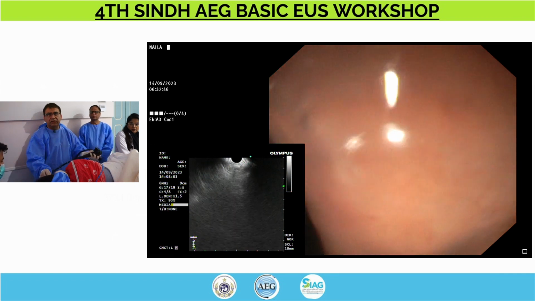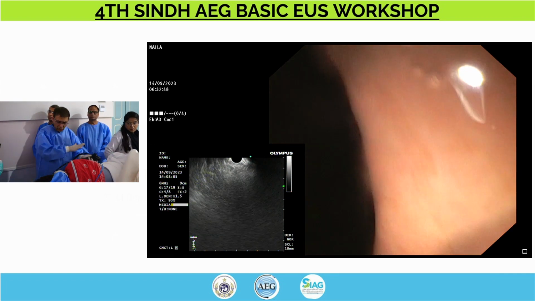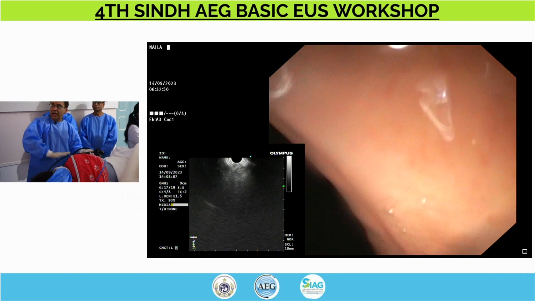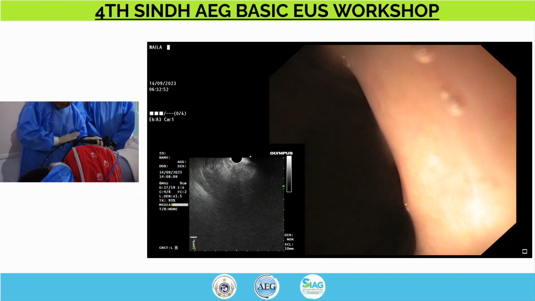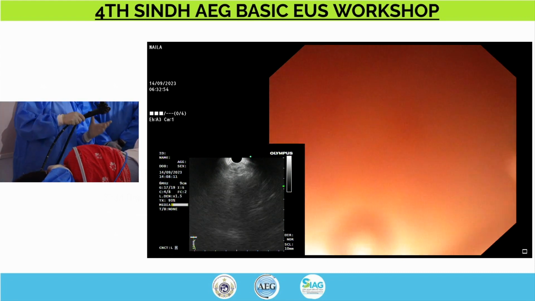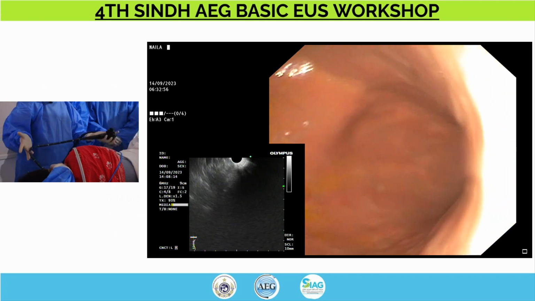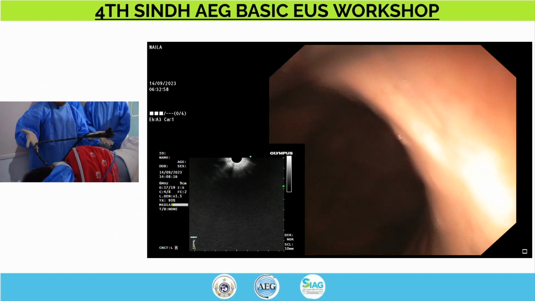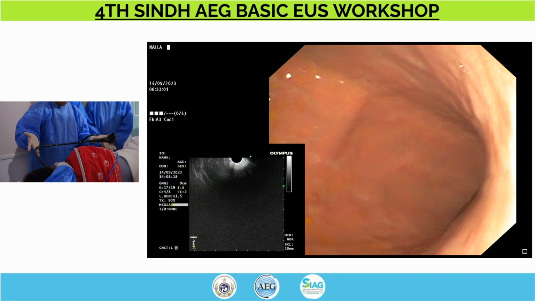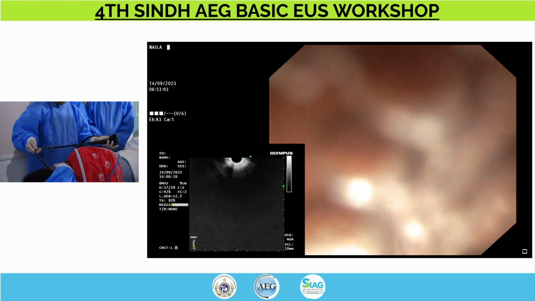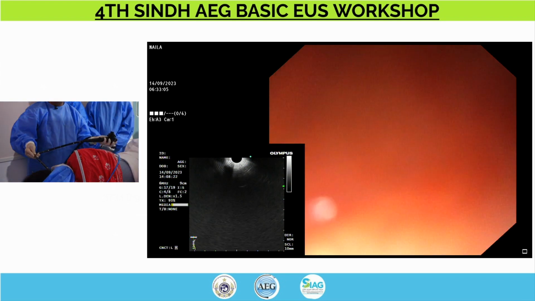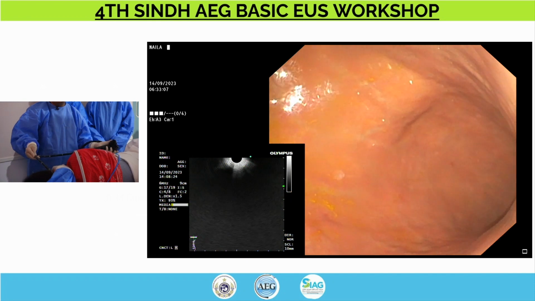Once I'm into the stomach right here, look at my scope position. Scope is literally straight. Wheels are facing upwards, and I'm holding the scope like this. There is no bend in the scope. Okay. Well, now, that's right there a GE junction, as I mentioned earlier.